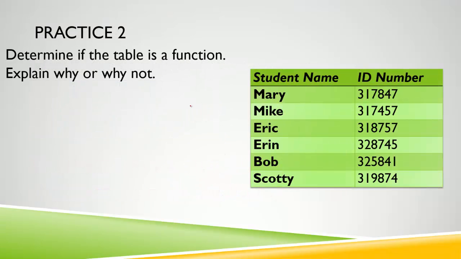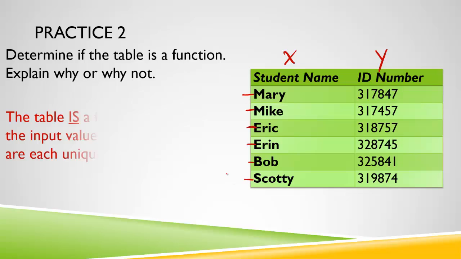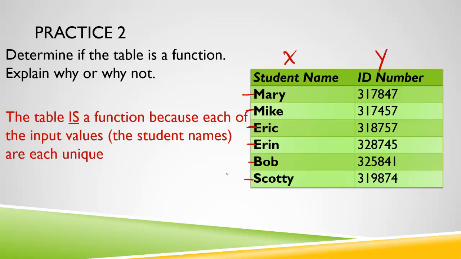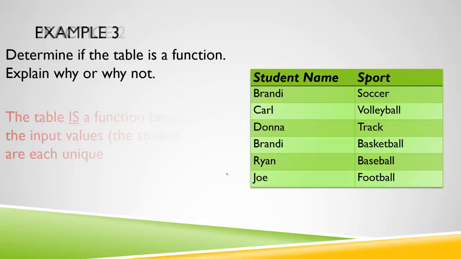So now is this table a function? Why or why not? Now we've got names and ID numbers, so this is different than working with just numbers. Our input value is the student name, our output value is the ID number, or x and y. So we've got Mary, Mike, Eric, Aaron, Bob, and Scotty. They're all different. So it is a function because each of the input values, their names, are unique.